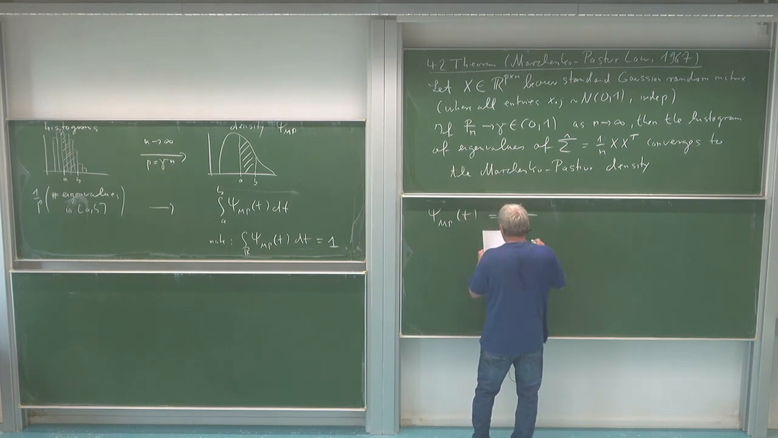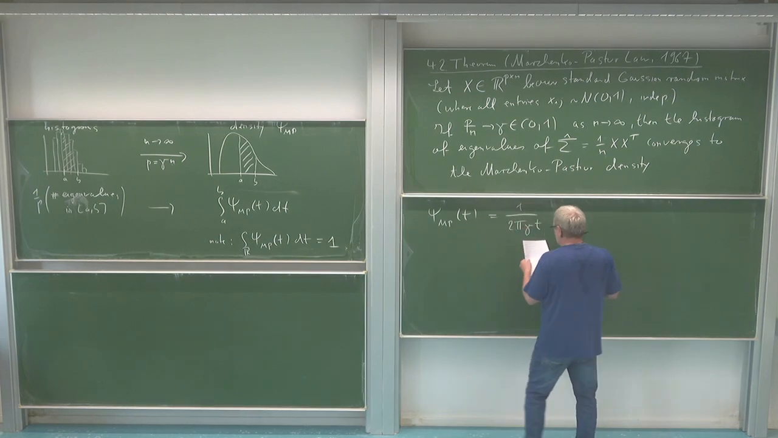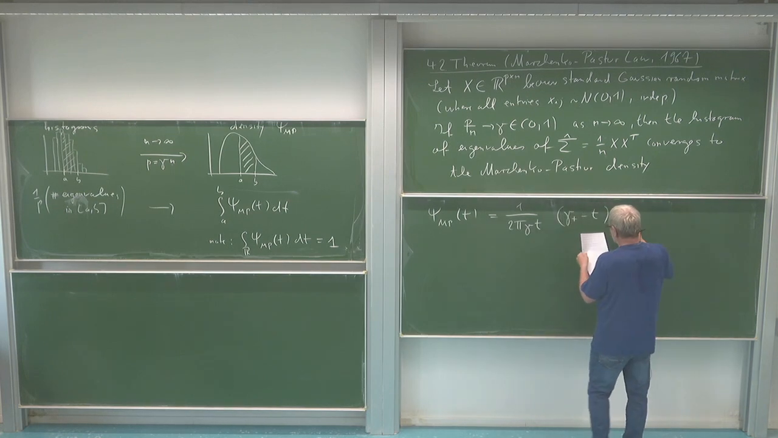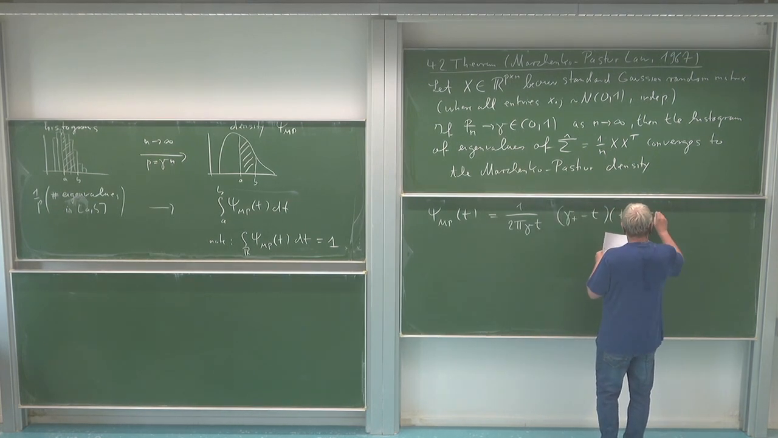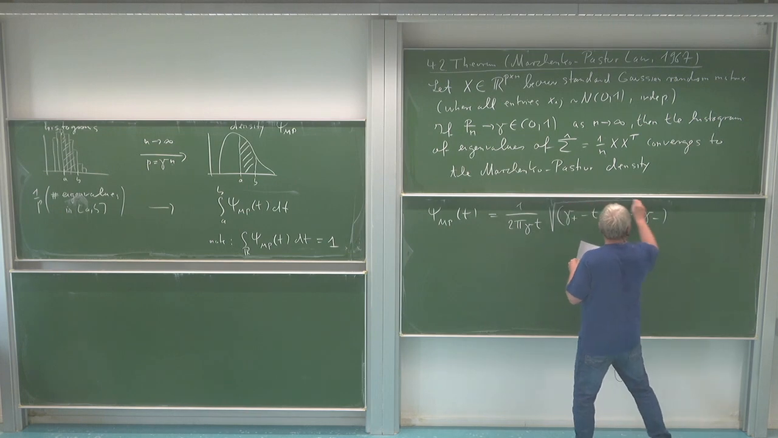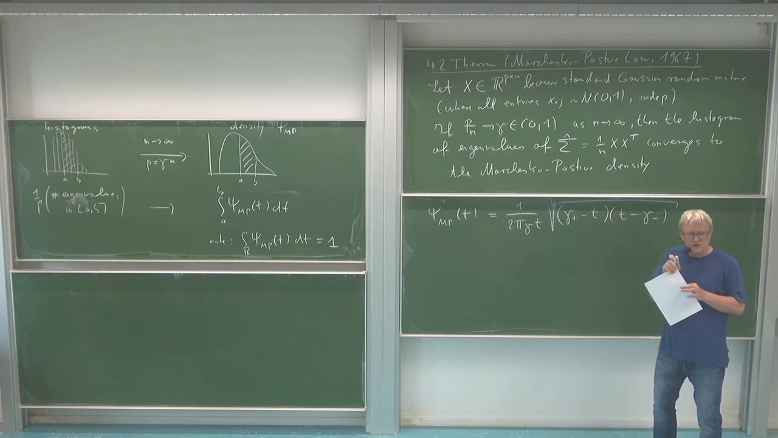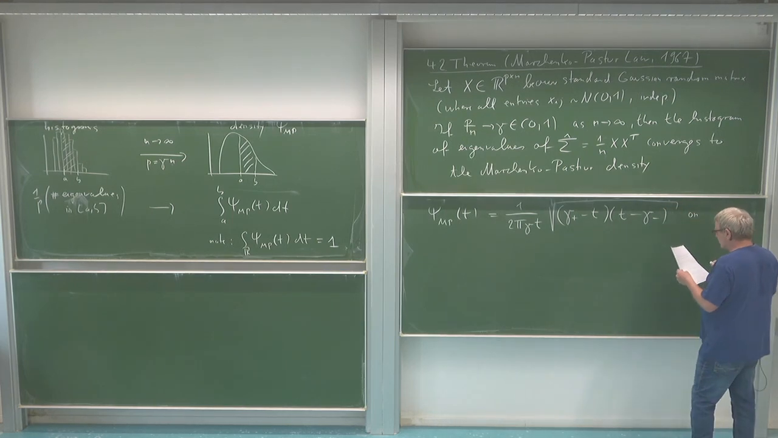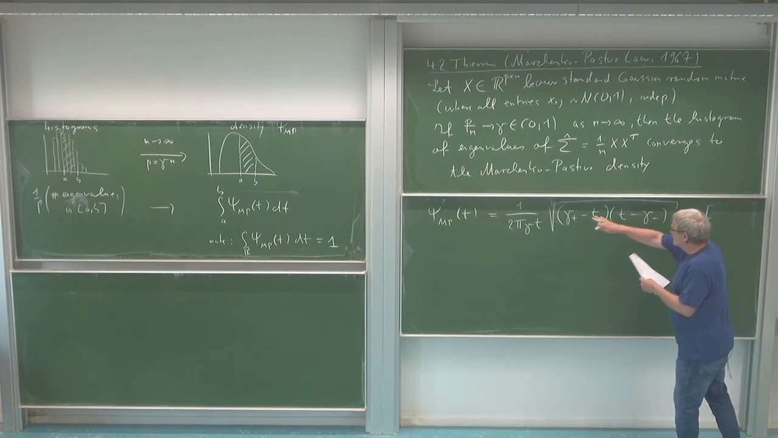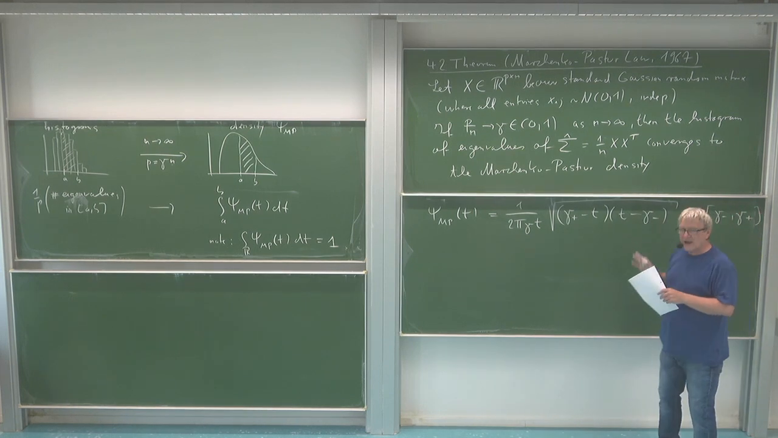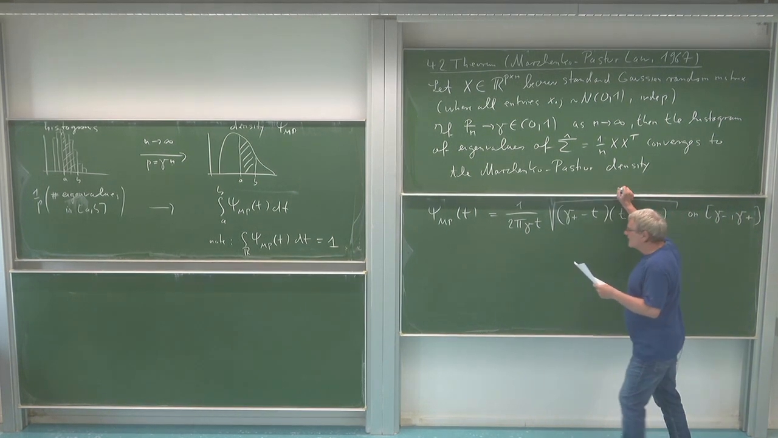So the density is given by 1 over 2 pi gamma t, times the square root of (gamma_plus minus t) times (t minus gamma_minus). So this is a density which lives on a compact interval, where this square root makes sense, namely from gamma_minus to gamma_plus. And of course, those are determined in terms of gamma.